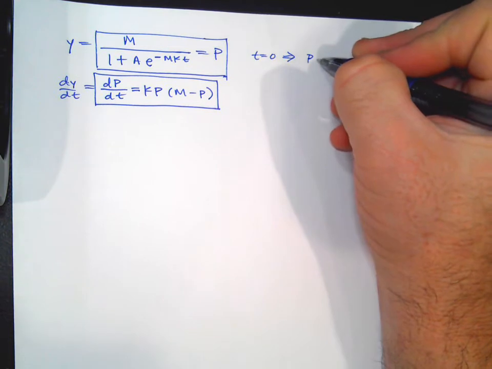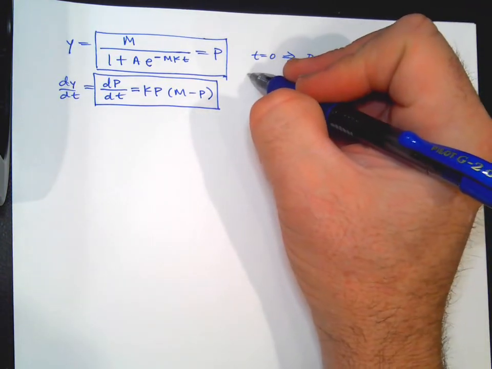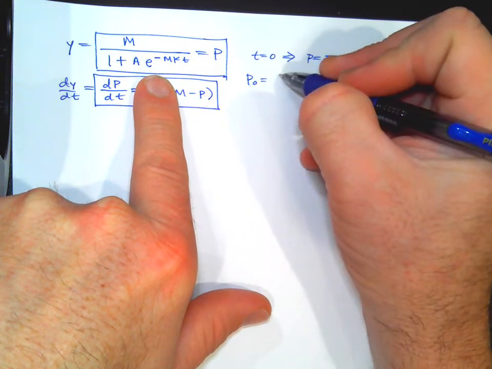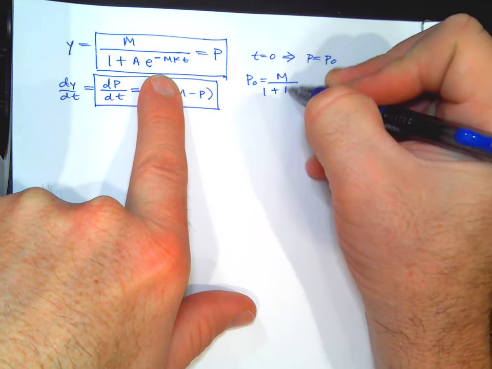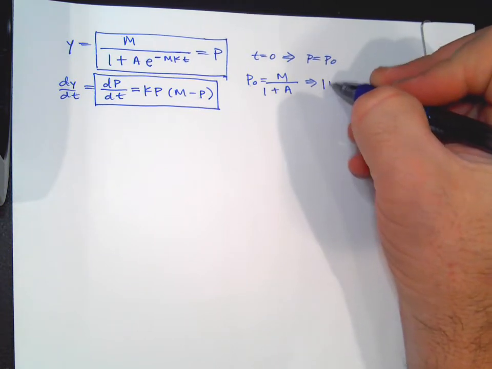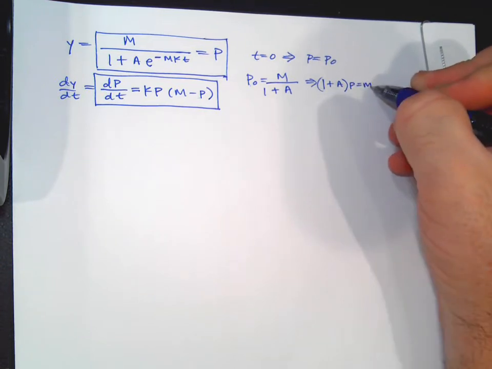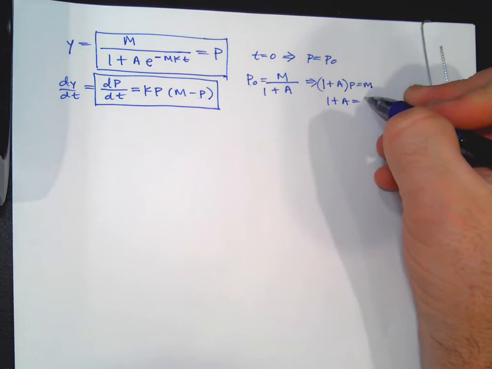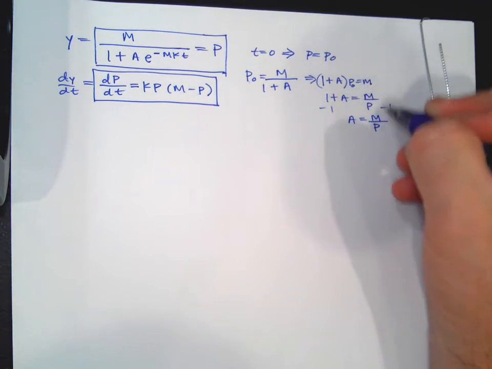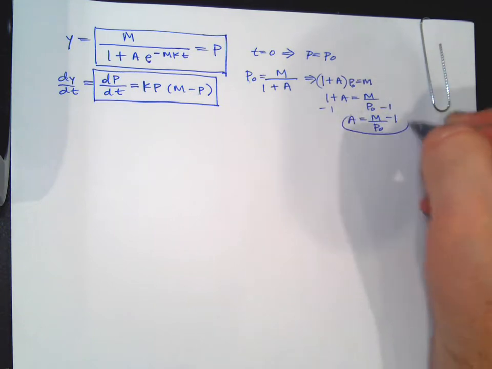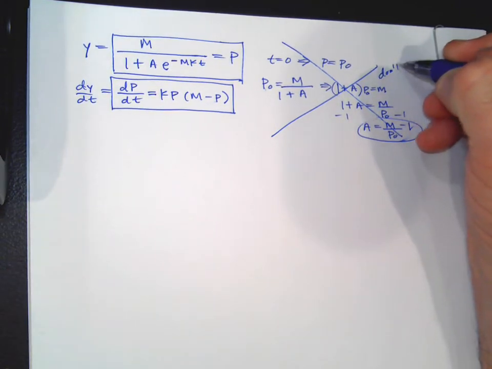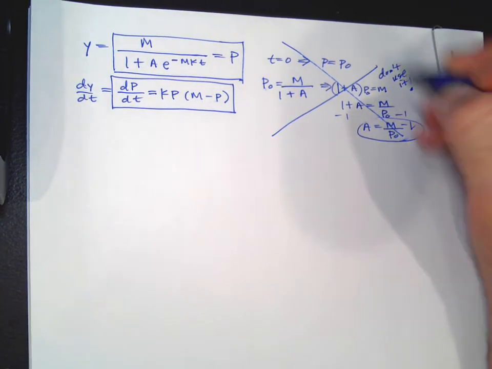So if you plug in t equals 0, that would give you the initial population. If I do that here, you plug t equals 0 in, and you're going to get M over 1 plus A, because e to the 0 is 1. Then you could cross multiply, and then you could solve. And you could get A equals the carrying capacity over the initial population, minus 1. So this is sort of a formula for A, but don't use this. It's really a couple of simple algebra steps to be able to get the value of A.